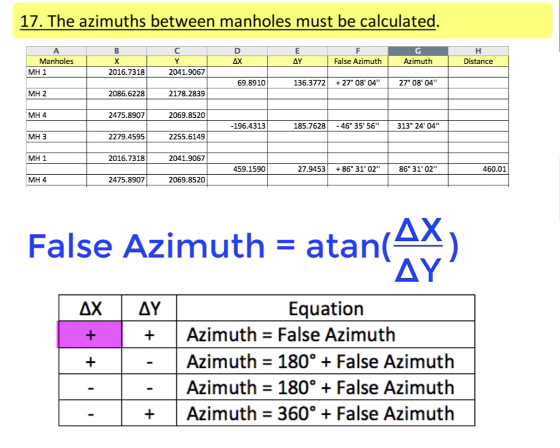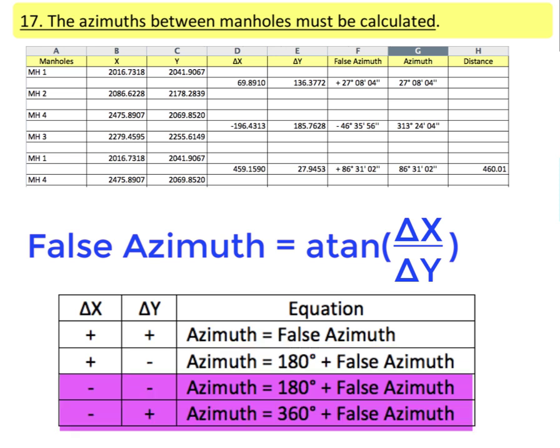If the change in x is positive and the change in y is positive, the azimuth is equal to the false azimuth. If the change in x is positive and the change in y is negative, the azimuth is equal to 180 degrees plus the false azimuth. The false azimuth will be a negative value. The remaining two possibilities are shown in the table.